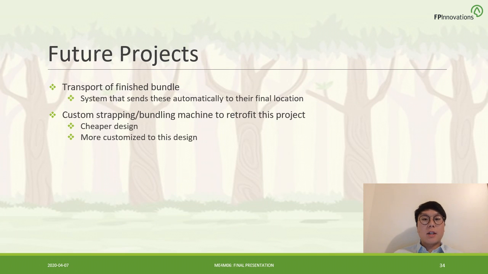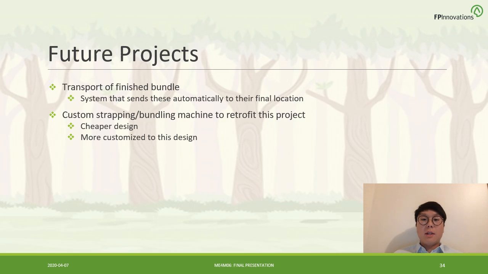So some future projects that can stem off our current project are, I guess there's two main ones. So the first one is the transport of the finished bundle. So creating a project that is able to transport the bundled firewood directly onto a truck. And secondly is a custom strapping slash bundling machine to retrofit this project.